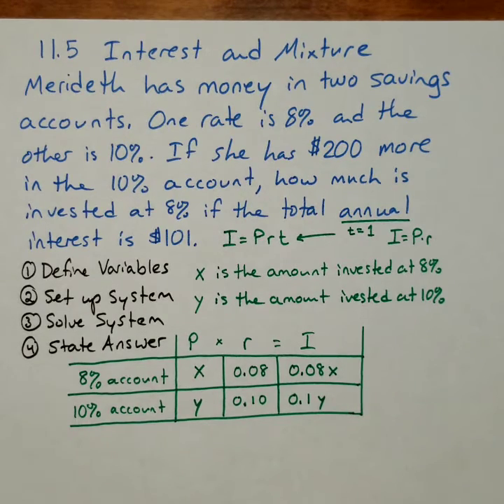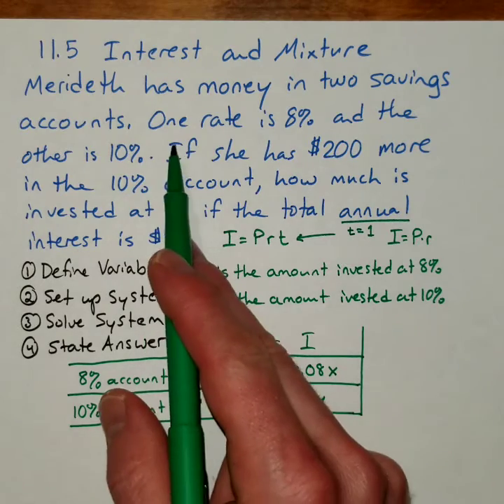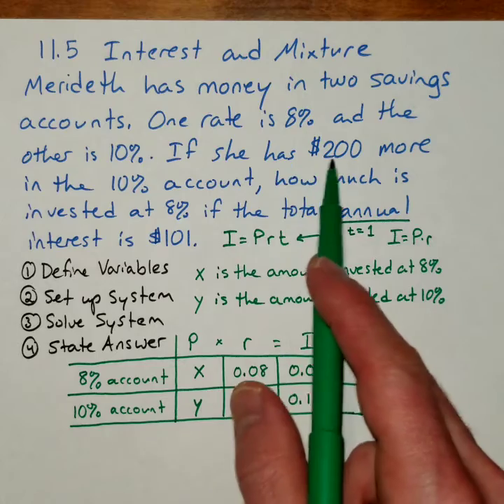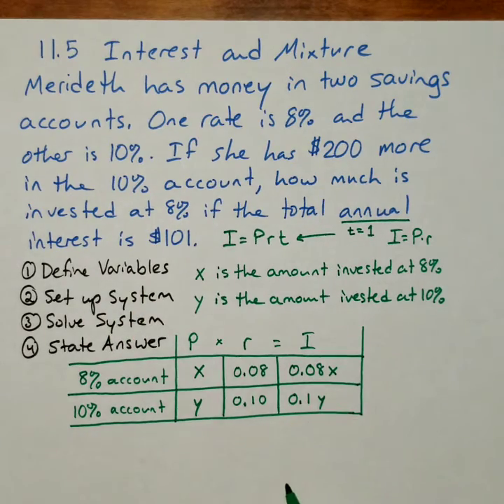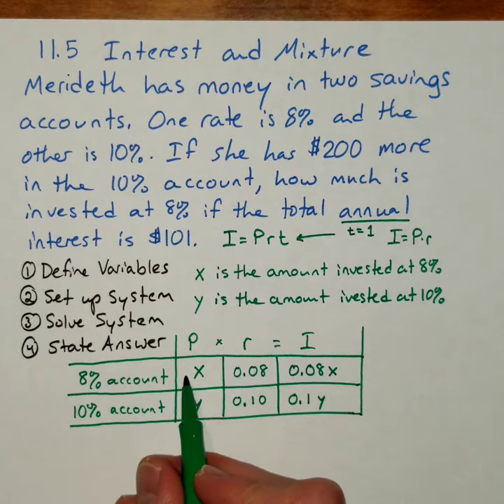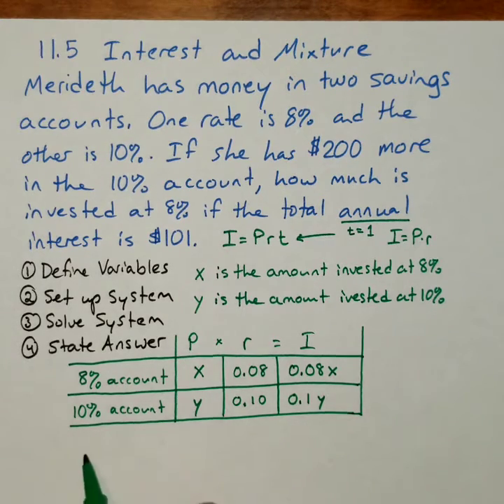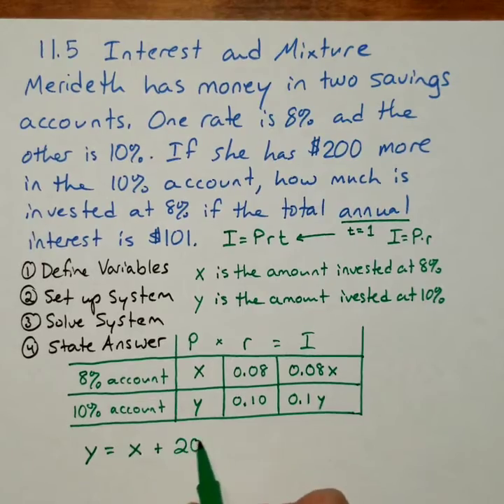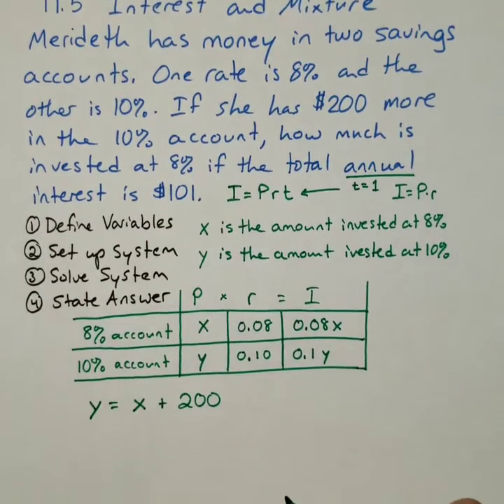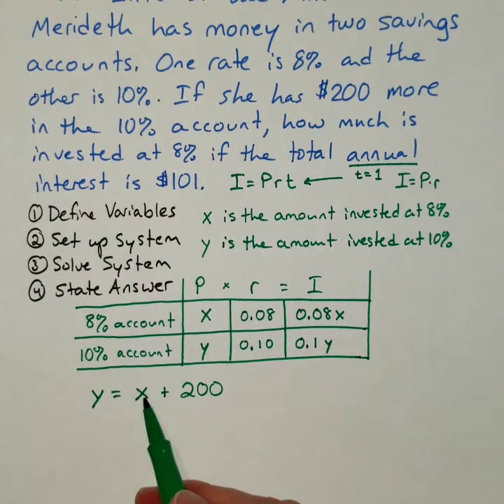Alright, and so the next thing we're going to look at is setting up our equations. We need our system. This just organizes our thoughts here. I have one sentence that says if she has $200 more in the 10% account. So there's $200 more in the 10% account, which means if you start with the 8% and add $200 to it, you'll get the 10%. So that means the 10% must be equal to the 8% plus 200. Okay? So there's $200 more in the 10% account. If you take the 8% plus 200, you'll get the 10%.